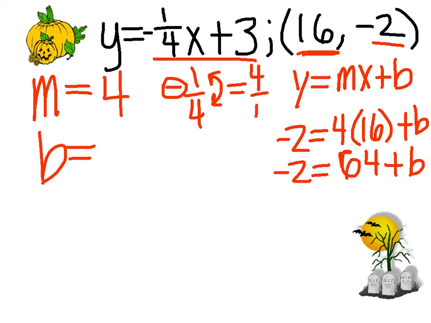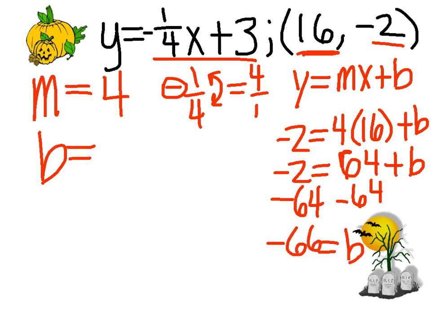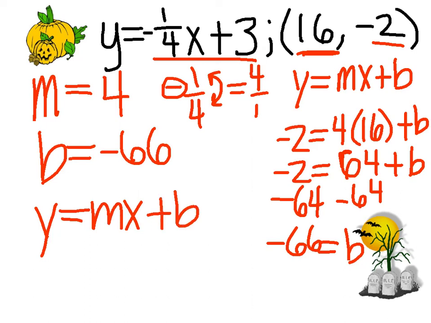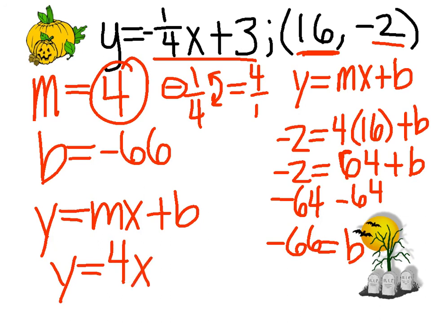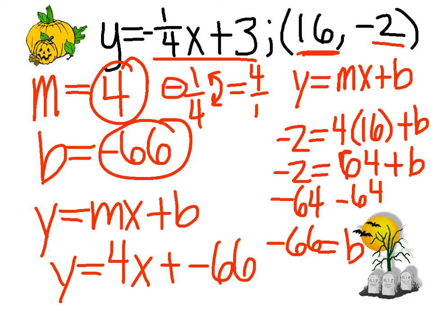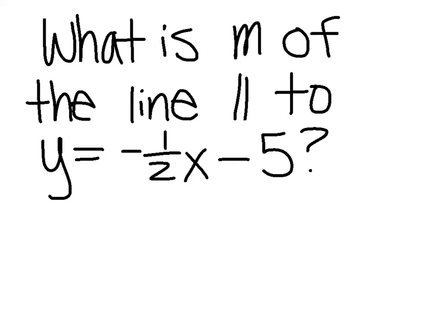Okay. What do we need to do? Subtract 64 from both sides. So what's our b going to equal? Negative 66. Okay, good. When we plug this back in, that means our line is going to be y is equal to our slope, which is 4x, plus our y-intercept, which is negative 66. It's just the only difference is the slope.